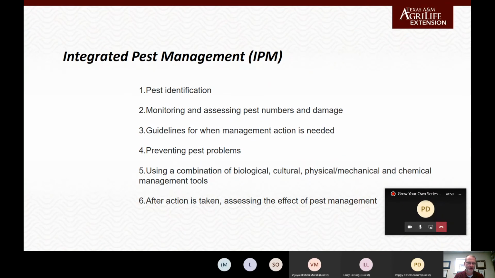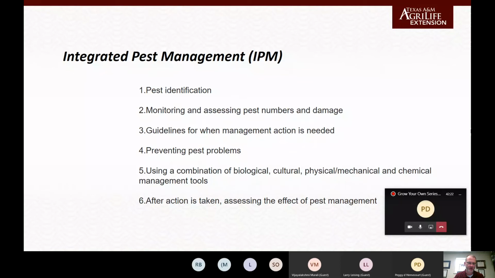The second one here is monitoring and assessing pest numbers and damage. And so this is what we would call a threshold, trying to develop a threshold of what we're seeing and trying to figure out if this is really a problem or if it's not a problem. The third one are guidelines of when we need to take action, what action we need to do, and when we need to do it appropriately.